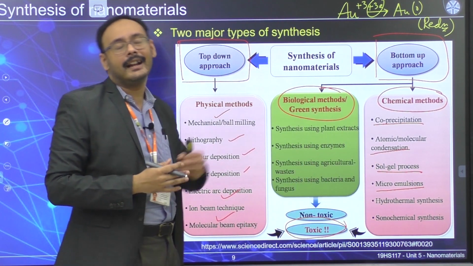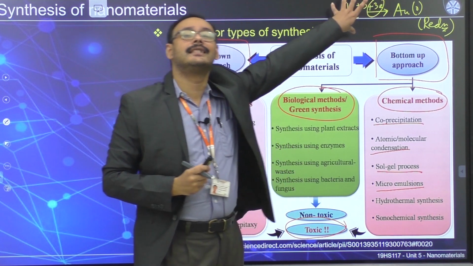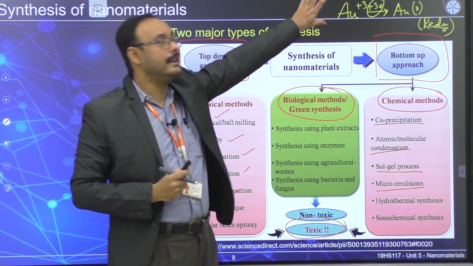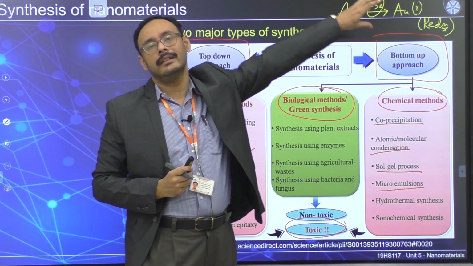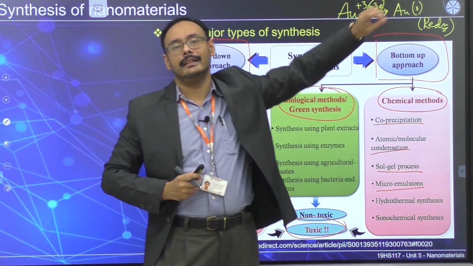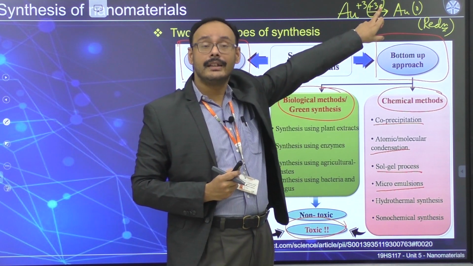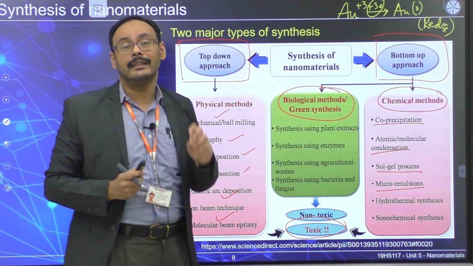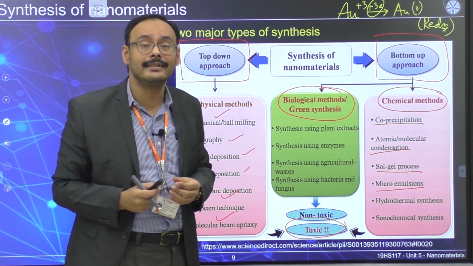Once you have that reduction process, that means someone has to give these 3 electrons. Why is it reduction? Gold 3 is going to gold 0, right? So your oxidation number is decreasing. So that's why it's a reduction process. Someone will have to give these 3 electrons, and the species or the reagent that gives the 3 electrons, we call it a reductant.